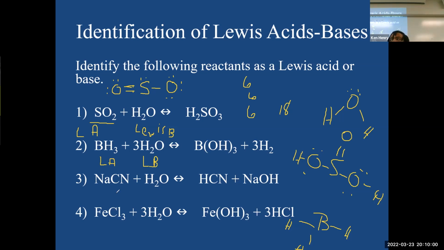Okay. So here we have sodium cyanide. In this case, we have Na, which is going to be plus, and CN. We know that cyanide is minus. So if I remember correctly, it should be C.